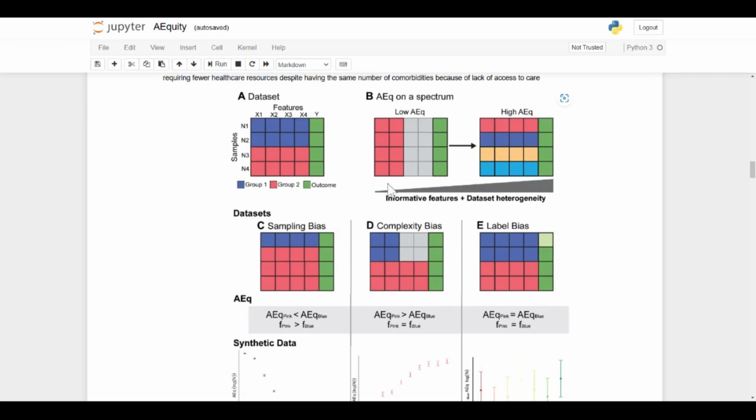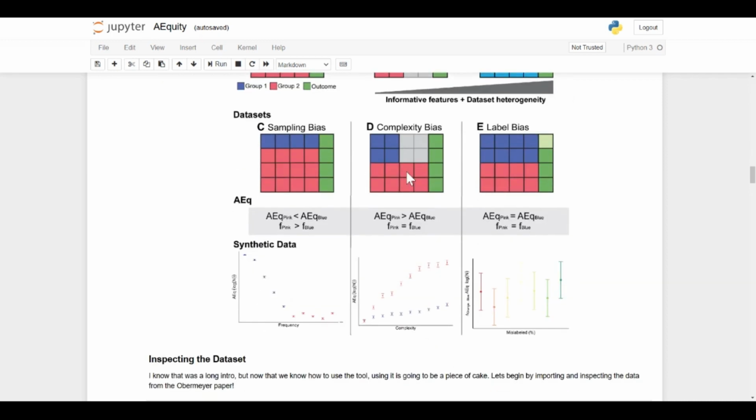If a dataset has fewer informative features and is more homogeneous, it will have a lower AEQ versus a dataset that is heterogeneous and has more informative features. In the case of sampling bias, an underrepresented group will have a higher AEQ. In the case of complexity bias, a more complex group will have a higher AEQ. In the case of label bias, both groups will have the same AEQ value.